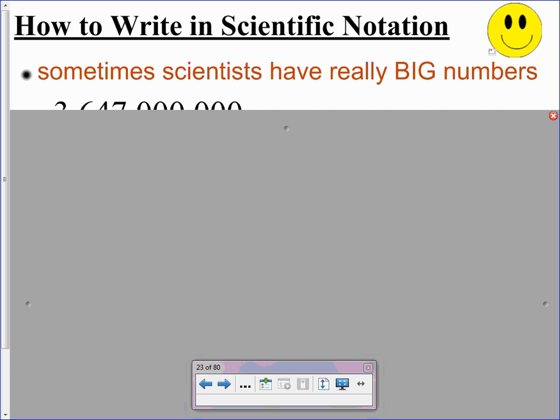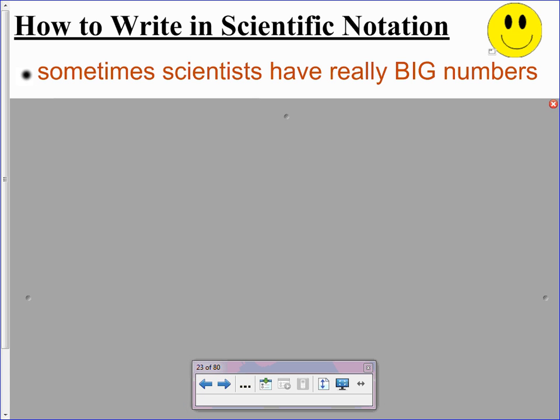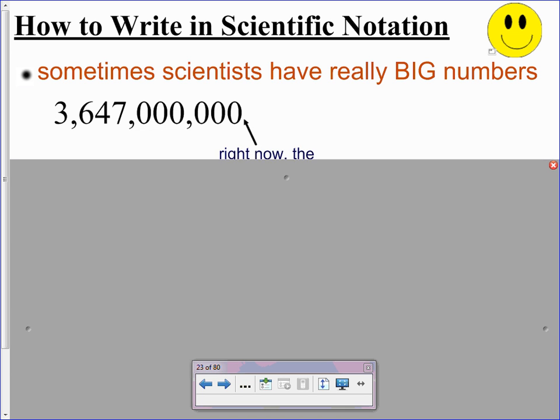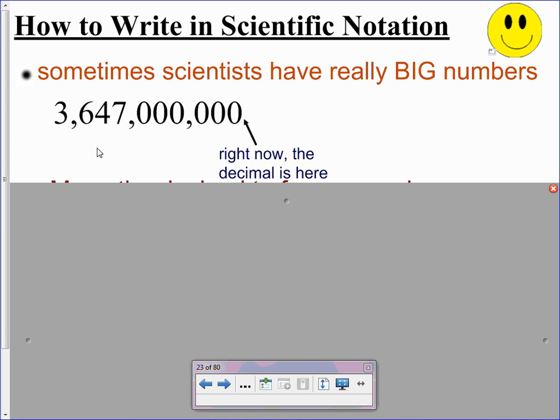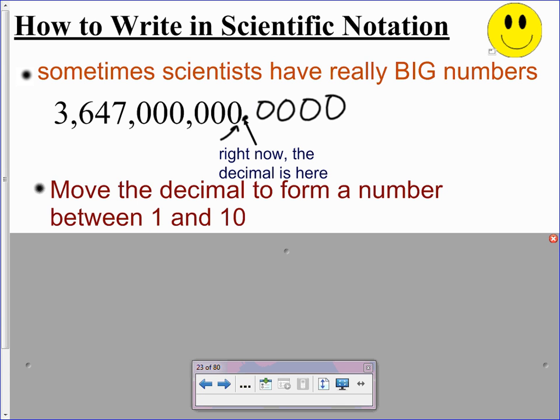So how to write in scientific notation. We'll start by saying that sometimes scientists have to write really big numbers, which we talked about with our distance to Pluto. Here it is again. And as you've learned in math, if there's not a decimal point in the number, you just assume it's at the end, followed by an infinite number of zeros. So right now we know the decimal point is at the very end of the number. What we're going to do is move that decimal to form a number between 1 and 10, to get that single digit to the left of the decimal point.